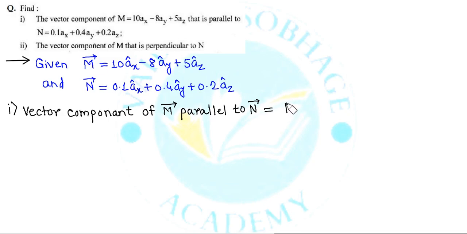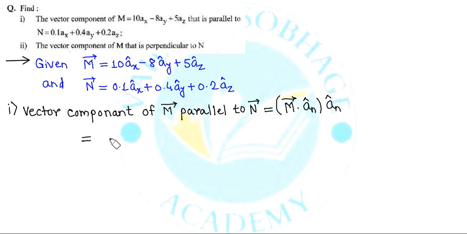So what is that one? So it should be equals to your given vector m having the dot product with the unit vector of your second vector, that is vector n here in this case, and it should be multiplied by means of the unit vector of your vector n. Okay, so we will see that one. So what is the simplification?